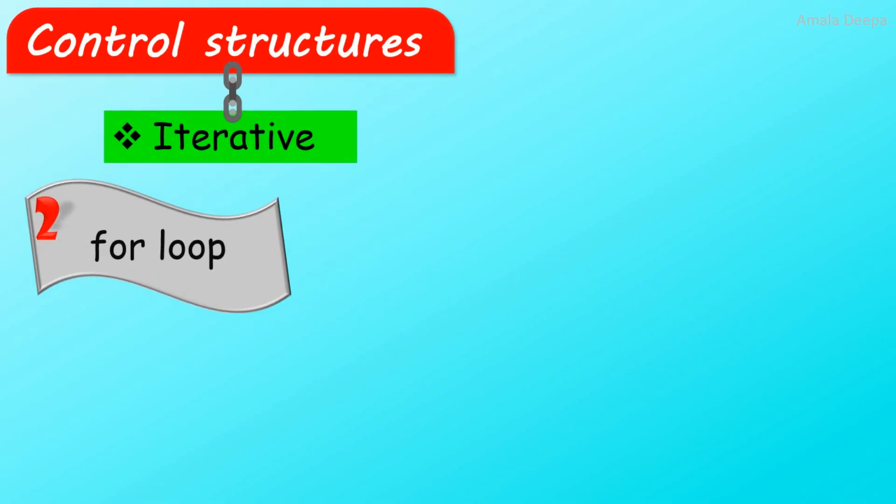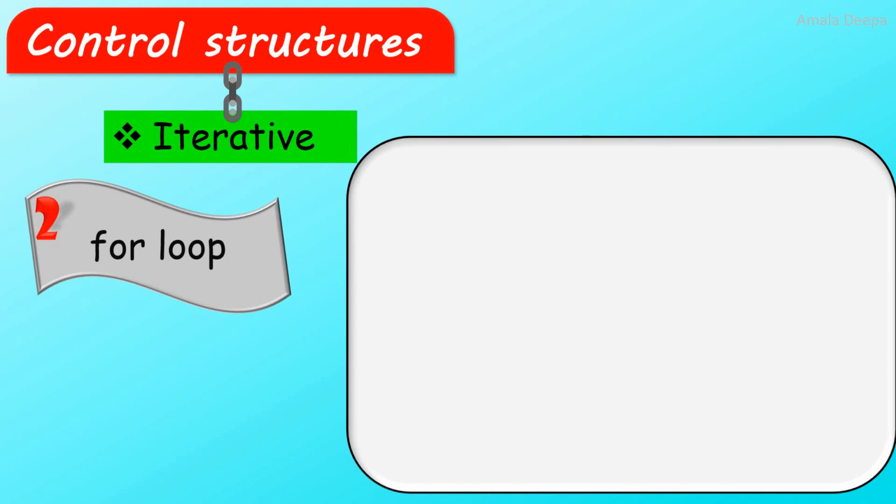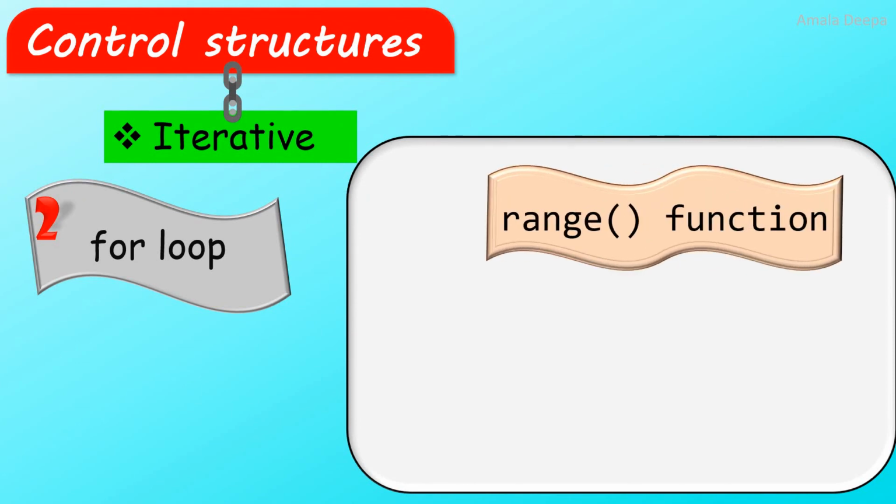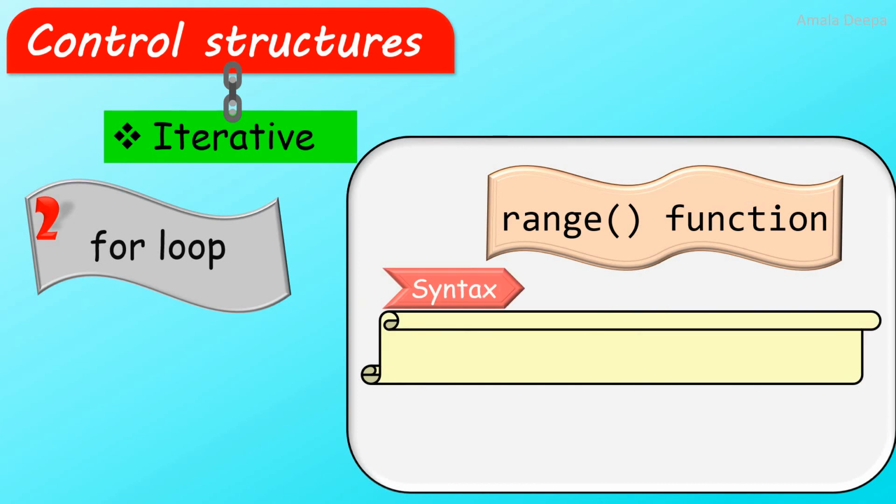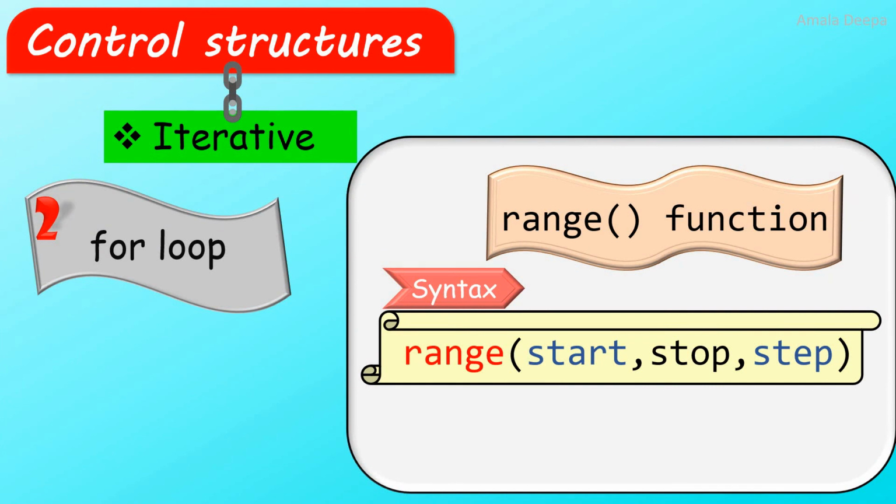To use for loop, you should know about the range function. Range function also I have discussed in my previous session. The syntax of range function is range(start, stop, step). Range function has three parameters: start, stop, step. Start and step are optional. Now I will show you examples of for loop in the Python IDLE.